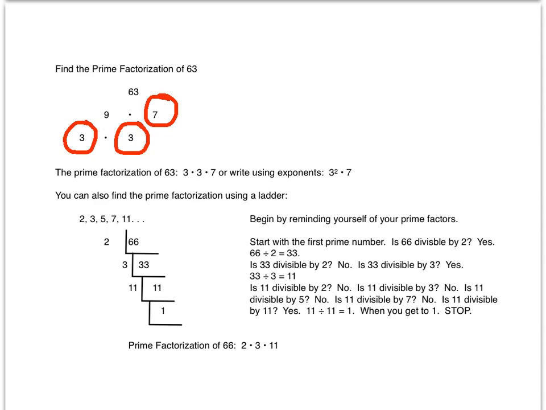No. And we can go down the line until we determine that 11 is divisible by 11, and 11 divided by 11 is 1. And when we get to 1, then we can stop. We don't have to go any further. And what we'll do then is we'll take these three factors on the outside of the ladder, 2 times 3 times 11, and multiply those together, and that would be the prime factorization of 66.